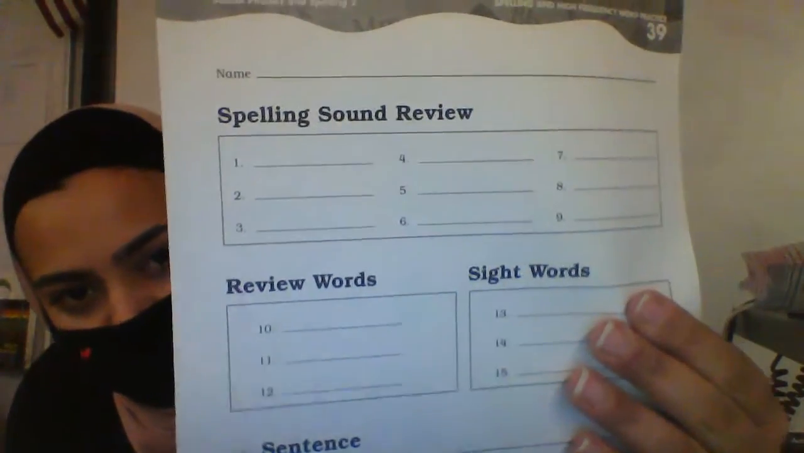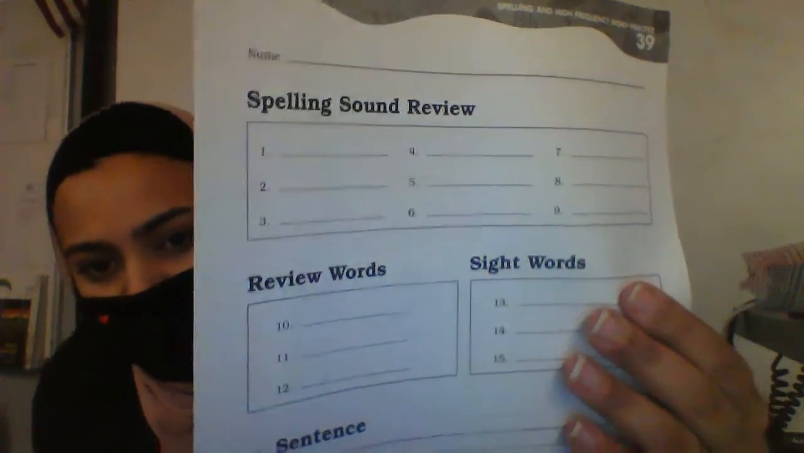All right. So now we are going to review the 9 spelling sounds. I want you to put your finger next to number 1. We're on spelling high frequency word practice 39. We are on this page right here, the one that says 1 through 9 spelling sound review. Next to number 1, I want you to write umbrella. What letter makes U?